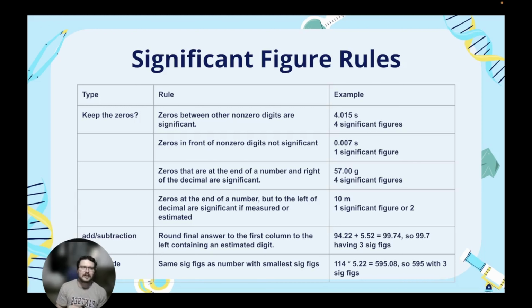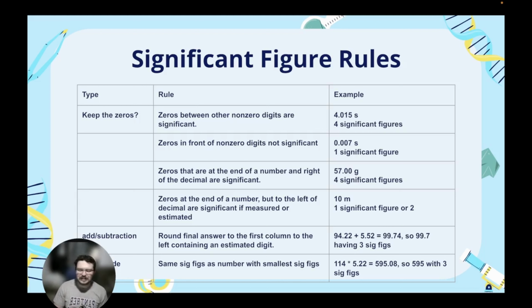Okay, so that's just a simple way of saying, because we add and subtract in columns, or that's how you should be thinking of it, is adding and subtracting in columns, you basically are going to report the lowest amount of significant figures that contain an estimated digit. So 94.22 plus 5.52 would equal 99.74. However, because 5.52 only has 3 significant figures, you can only report 3 significant figures, so therefore we would report 99.7, which would have 3 sig figs.